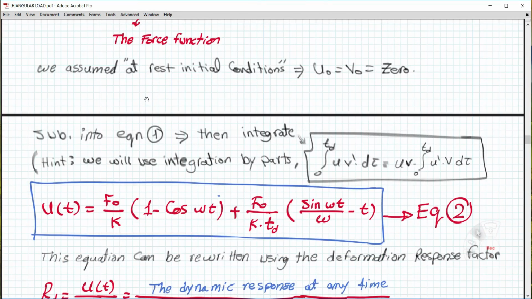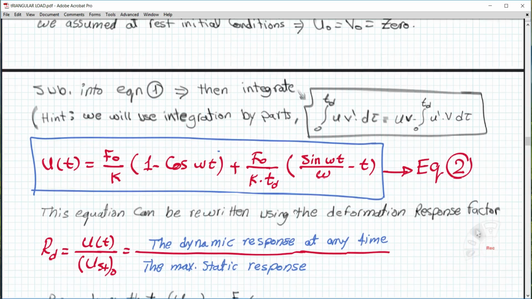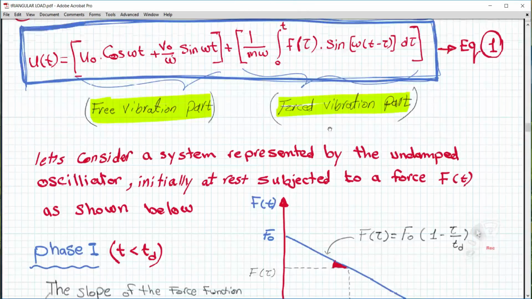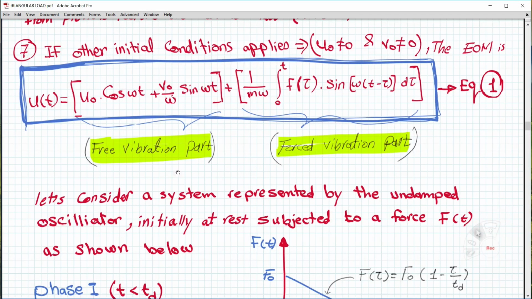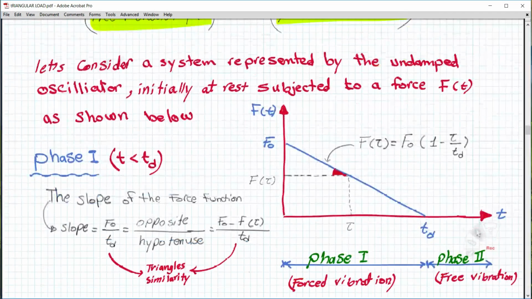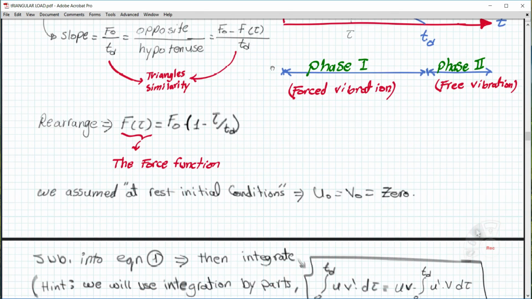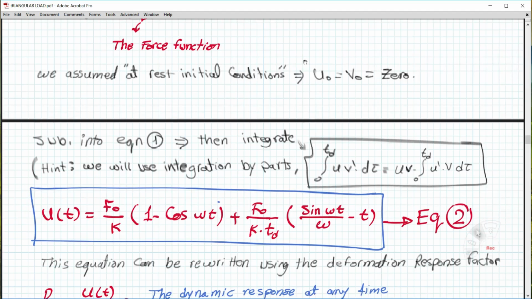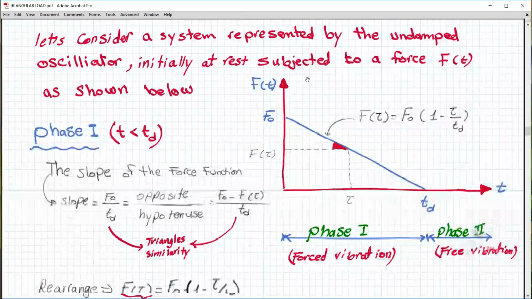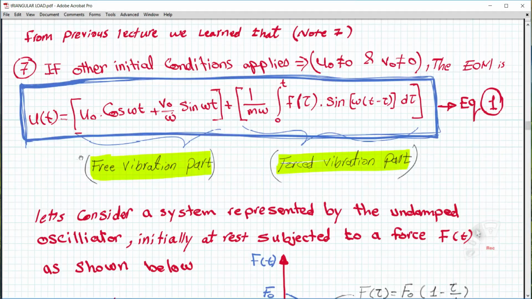Based on that, if we substitute in equation 1, we are going to find that only this term, the forced vibration phase, is going to work for us. So after substitution into equation 1, we are going to integrate. We're going to make integration by parts, because we have an integration here, if you remember, from 0 to t, limited integration.